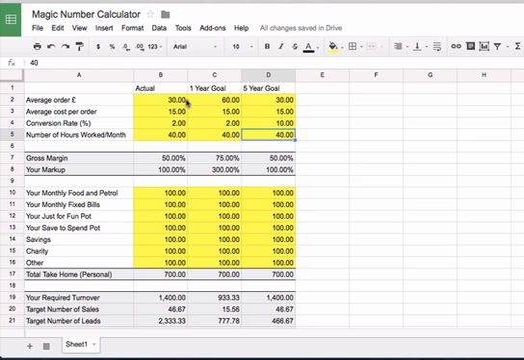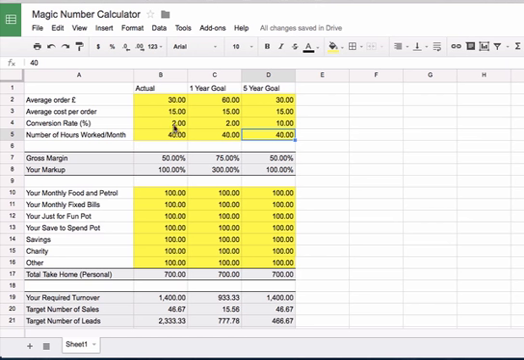So if your average order number is, say, £30, and your cost per order is £15, that basically means for every £30 order you sell, it costs you £15 to make. That's your cost of goods sold.